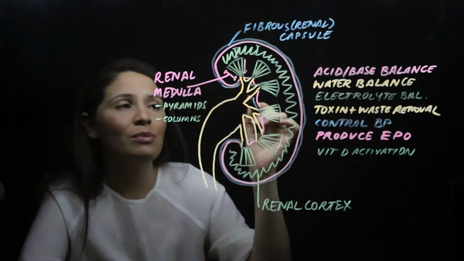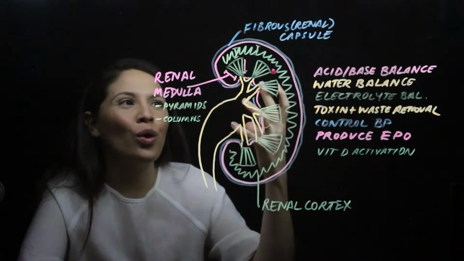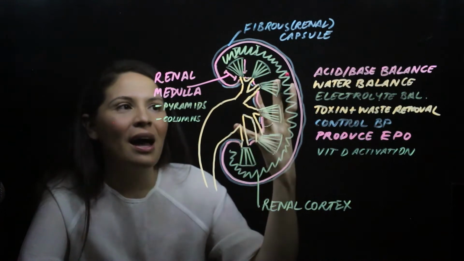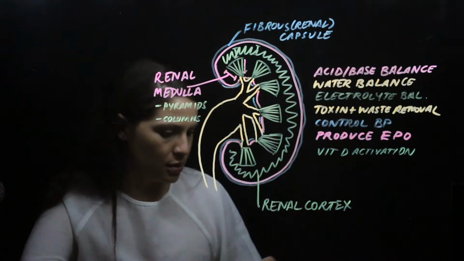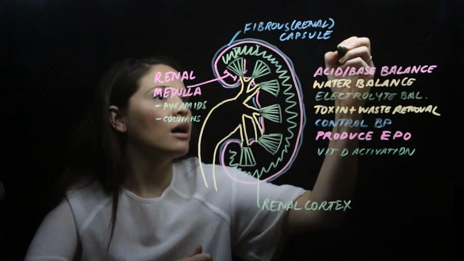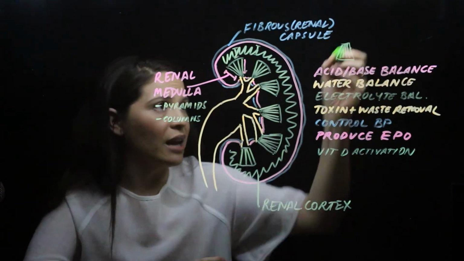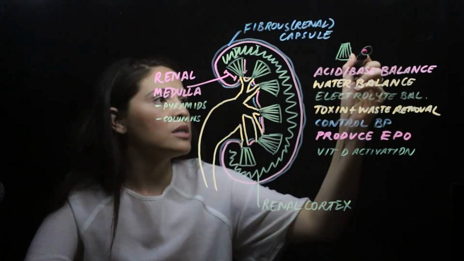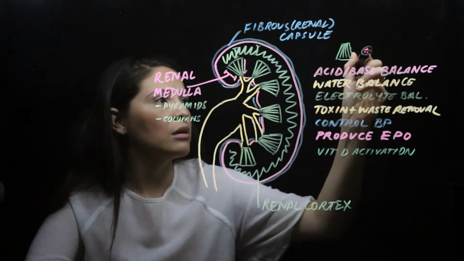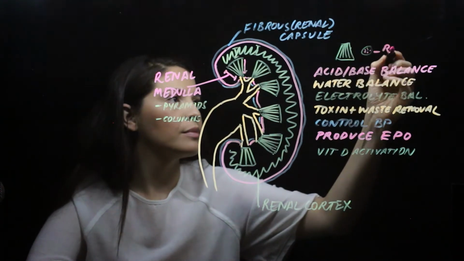So when it gets to the tip of that pyramid, there are small holes which allow the urine to pass through, and that would be the renal papilla. So at the tip of the pyramids, let's do the same color. And if we did a cross section across here, you would see all of these little holes in here called the renal papilla.